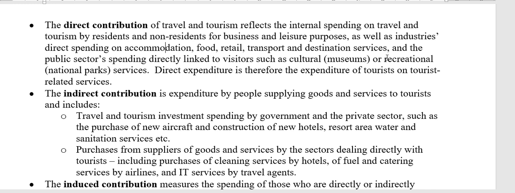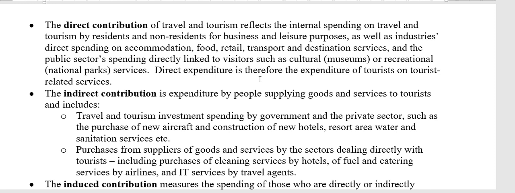Right, from the public sector's side, any spending by the government that is linked directly to visitors. For example, the money that the government will spend on museums or recreational services, parks, the national parks, the upkeep of the Kruger National Park, for example. Right. So direct expenditure is the expenditure of tourists on tourist-related services. Okay, any money that is directly spent by tourists on whatever they spend that money on, that will be the direct contribution.